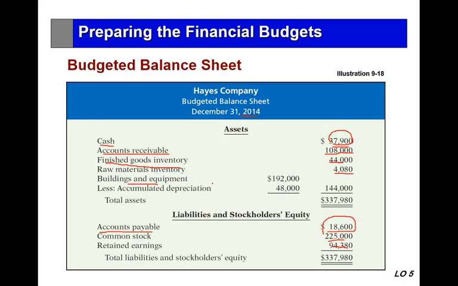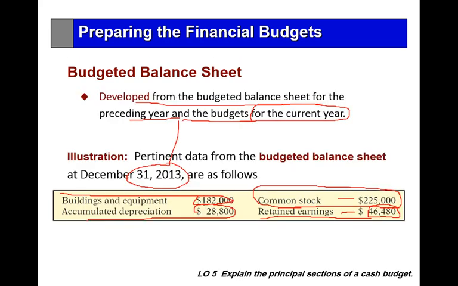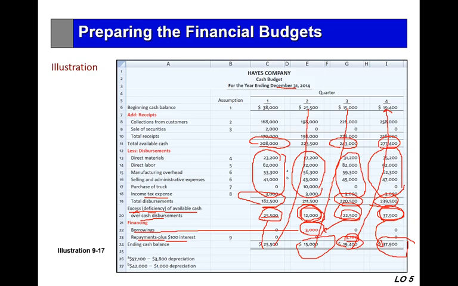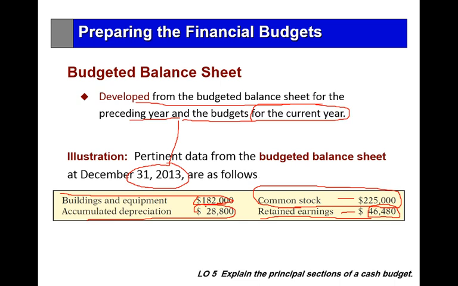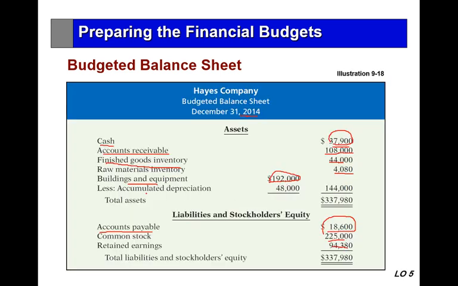We have building and equipment. From where does this amount come? First, we have the beginning balance $182,000 plus purchase of truck. We expect to purchase a truck, this fixed asset, 10,000, plus the beginning balance of 2014 for building and equipment, which is 182,000. Then we have 192,000 minus accumulated depreciation.